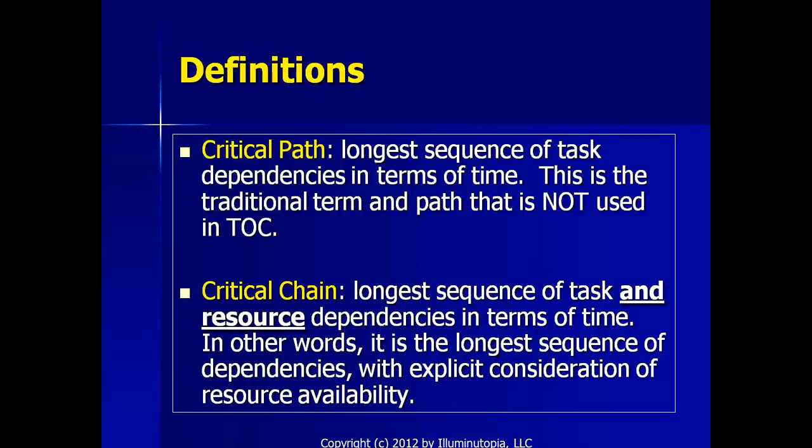Eli came up with a new term called critical chain, and I'll give an example showing how you find a critical chain to better understand what it is and how to identify it. It's the longest sequence of task and resource dependencies in terms of time. So we do need to consider resource dependencies as well when we're planning the project. In other words, the critical chain is the longest sequence of dependencies with explicit consideration of resource availability.